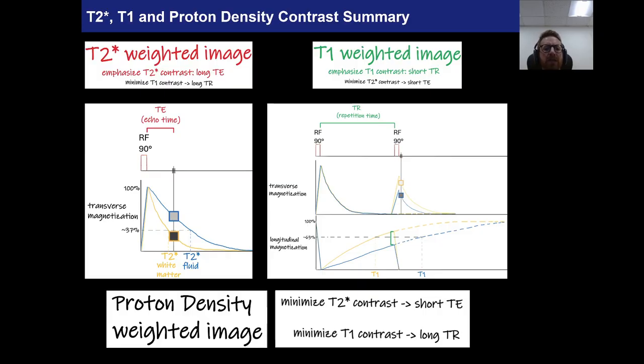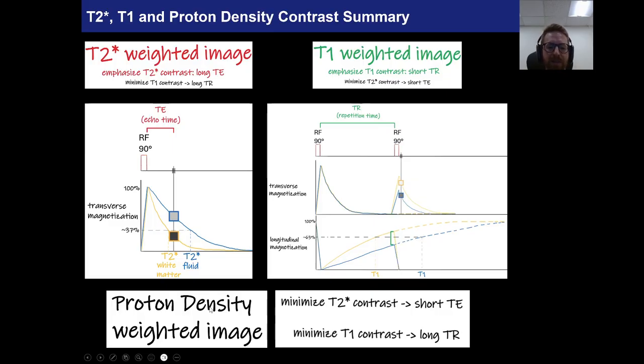In summary, T2 star weighted images are going to be generated by using long echo times relative to where we would maximize signal. We want to wait for those T2 star curves to separate before we sample the signal. T1 weighted images, we want to use a short repetition time, the time between these 90-degree radiofrequency pulses, so that we take advantage of these T1 curves separating before they come together at the end. So a short TR relative to where signal would be maximized over here.